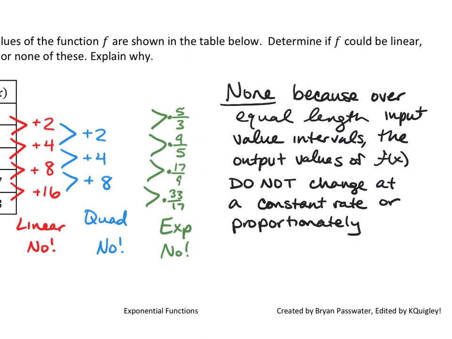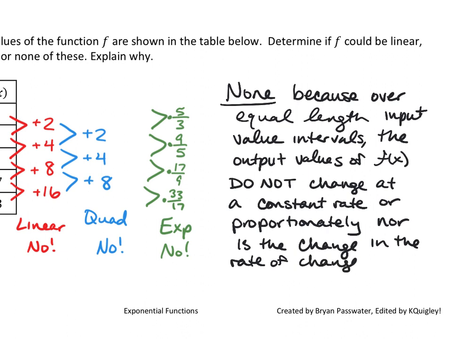I spelled that word wrong literally all the time. Nor, because we checked 3 things this time. That would just be talking about the 2 things we checked. Constant rate checks for linear. Proportionality checks for exponential. The way we write the sentences that tell us we're talking about quadratics is that the NOR is the change in the rate of change constant.